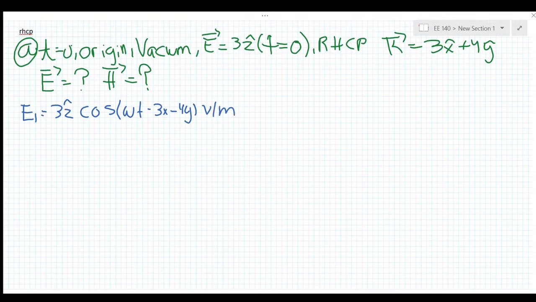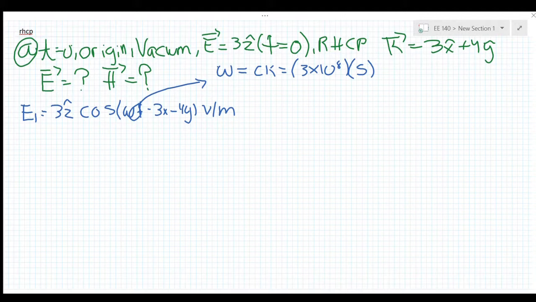Let's calculate omega. Omega is equal to ck. C is the speed of light, which is 3 times 10 to the 8th, and k is the magnitude. The magnitude of k is the square root of 3 squared plus 4 squared, which is 25, and the square root of that is 5. And then we get omega equal to 1.5 times 10 to the 9th radians per second.